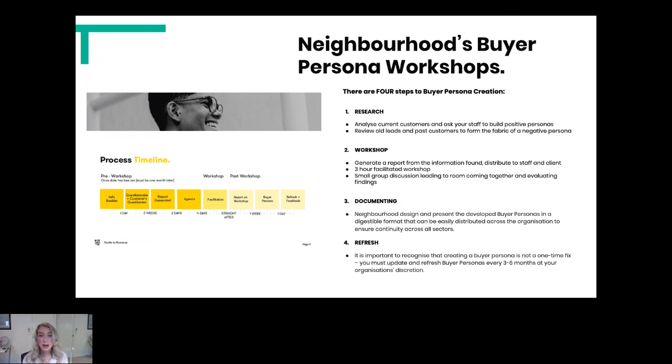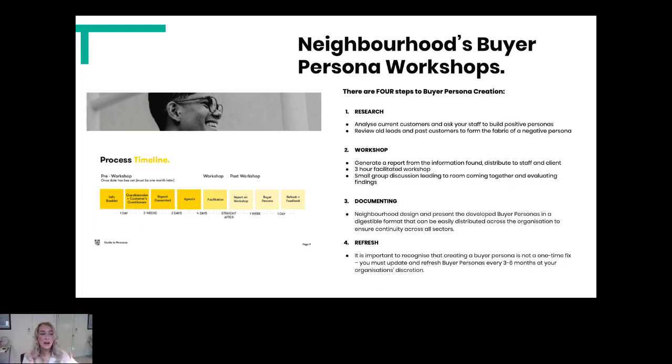In that, we create some buyer personas, so then we document them. So we design and present the buyer personas in a digestible format that we distribute across the entire organization to make sure that everyone's on the same page. We then offer other workshops to ensure that all the staff know what they can actually do with these buyer personas. And we ensure that we also include a refresh stage. So it's really important to recognize that doing a buyer persona like this isn't just a one-time thing. You can't just make it and be like, yep, done for life. That's just not how it works.